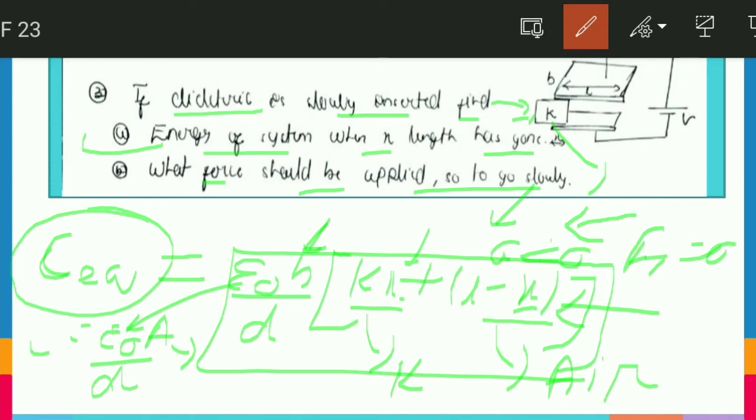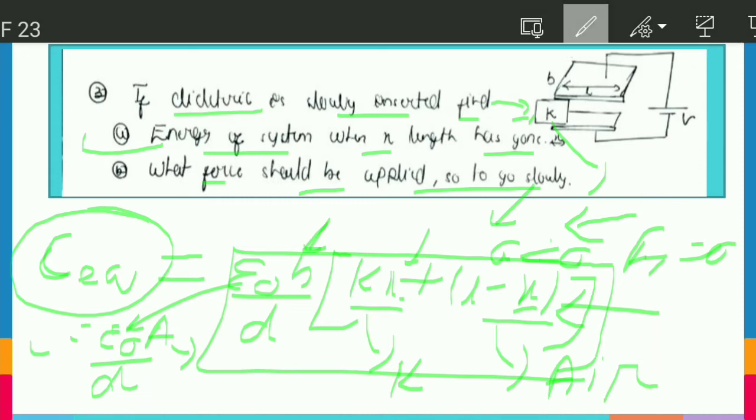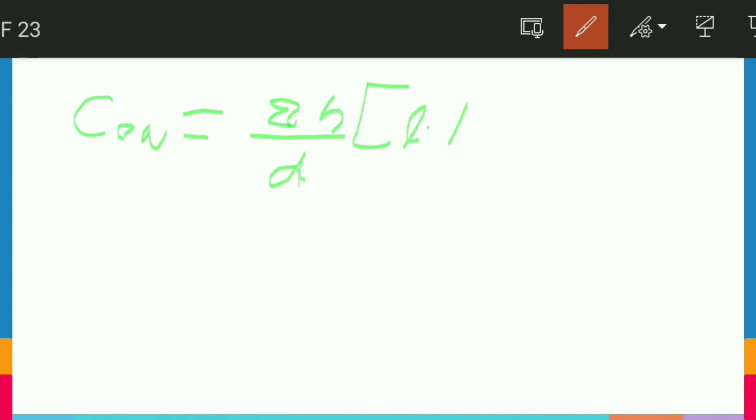I have done nothing but add a parallel combination of two capacitors, one with dielectric equal to k, and the second of air. So friends, we have got our C equivalent. Writing it more correctly, we can write C equivalent as epsilon naught b by d into L plus x times k minus 1. I have done nothing but arrange it properly. Let's say it's our equation first.